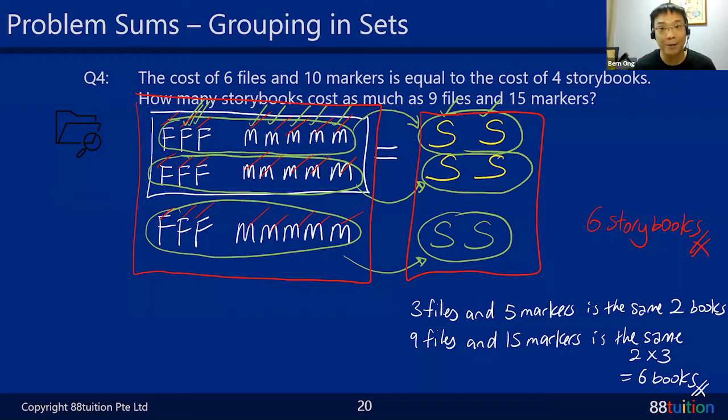So the next question. Last question. Question 5. 3 minutes. Are you ready? Question 5 is 3 minutes. This one is a little bit challenging, but it's still about grouping. Are you ready? Let's go now.